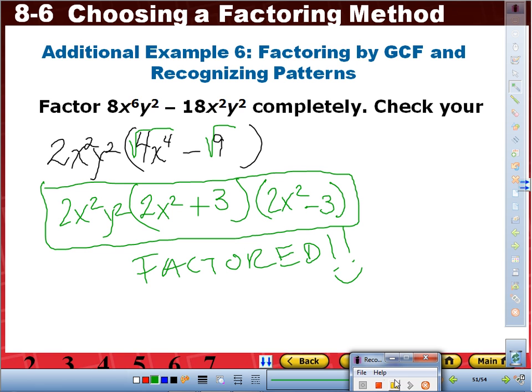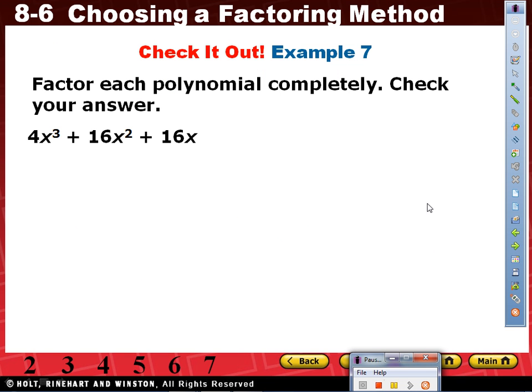Okay, number 7. Let's continue. Okay, copy this one. 4x cubed plus 16x squared plus 16x. See if you can do this one by yourself. I'll let you go and do this one. Go for it. Go through all your steps, please.